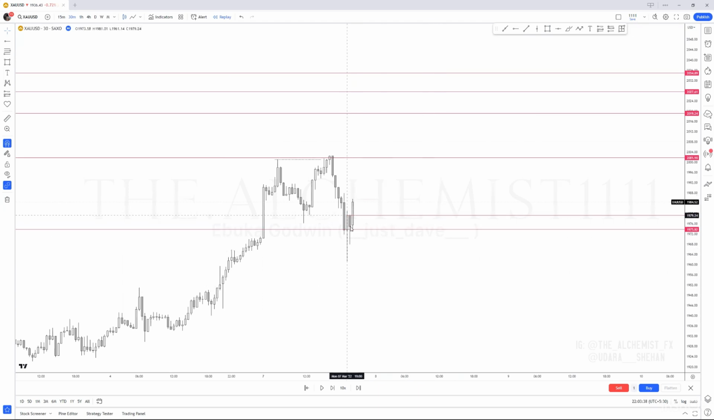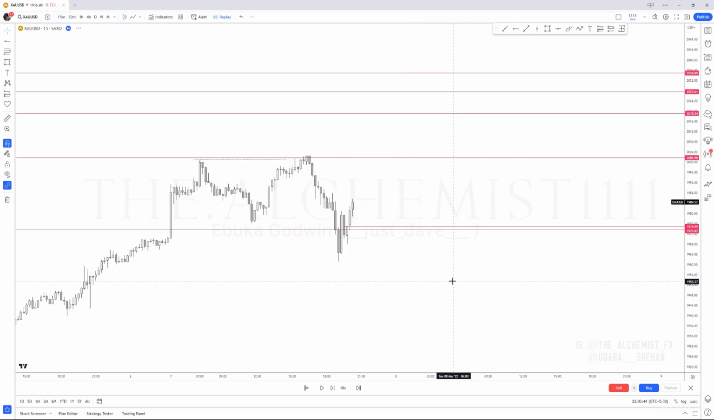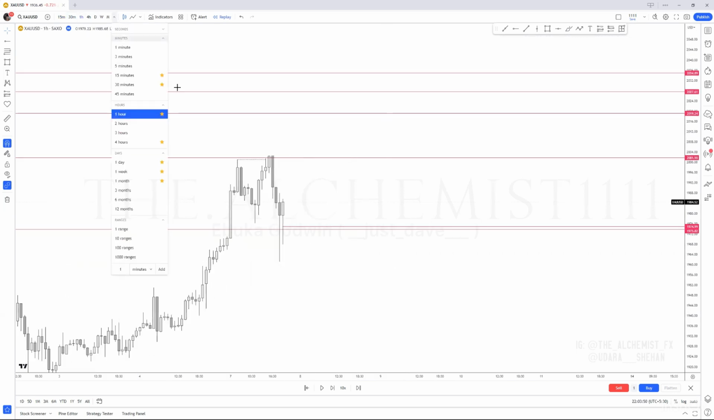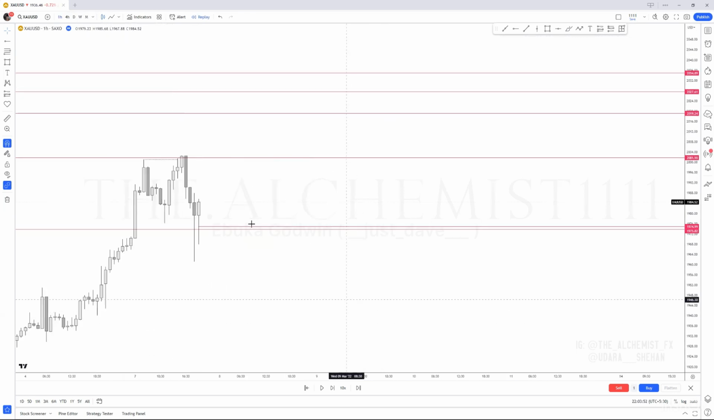We had this support, right? Inside of that support, we had this support. 15. We had all these. No, I think I don't like this. I think this should be the final one on the M30.